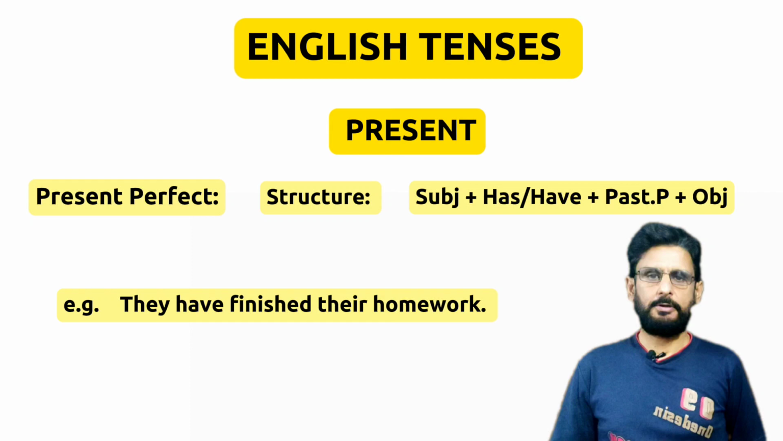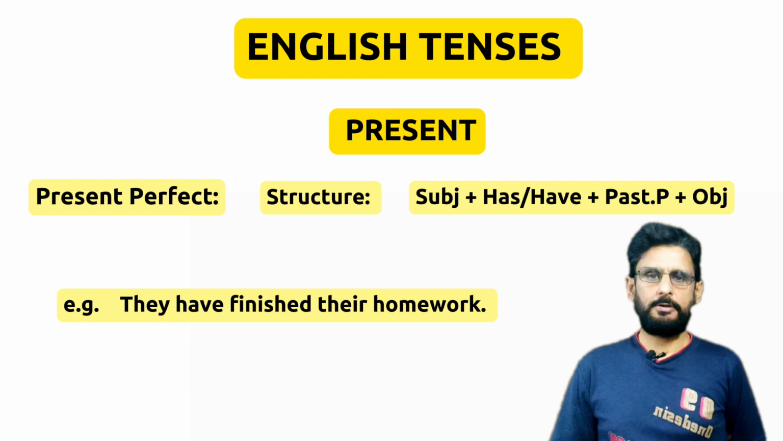If the subject had been he, she, it, or a singular noun, then we would have used has. As they is not there, we are not going to use has. Instead, we will use have. So they is the subject over here. With they, we will use have as the helping verb in present perfect tense. Then we have used the third form of the main verb, which is finished. Then their homework is the object of it. So this is the example of present perfect tense.